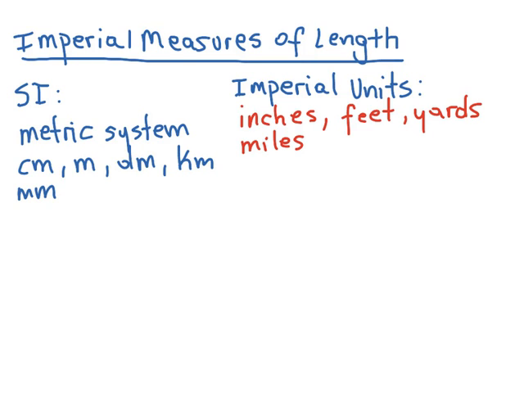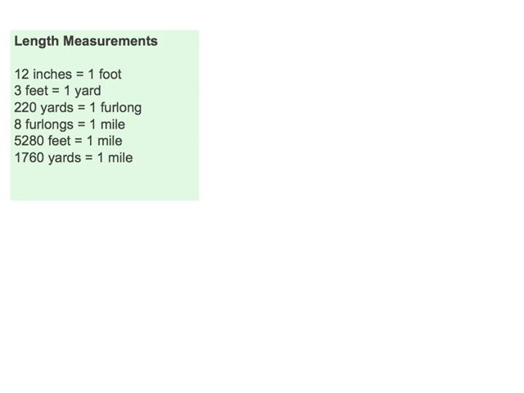In today's lesson, we are going to be talking about imperial measurements of length, specifically inches, feet, yards, and miles. On the left, there is a small conversion table for you. Well, 12 inches equals 1 foot for imperial measurements, 3 feet is 1 yard, 220 yards is 1 furlong, which is mostly not used by us in school. 8 furlongs is 1 mile, 5,280 feet is 1 mile, and 1,760 yards is also considered as 1 mile.